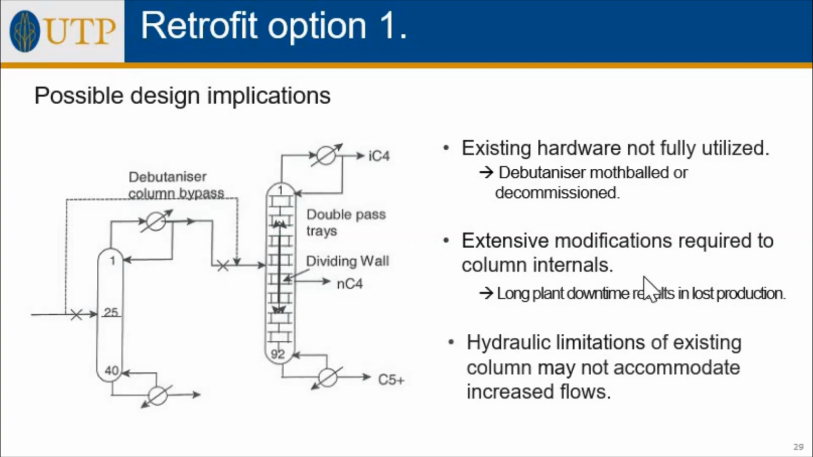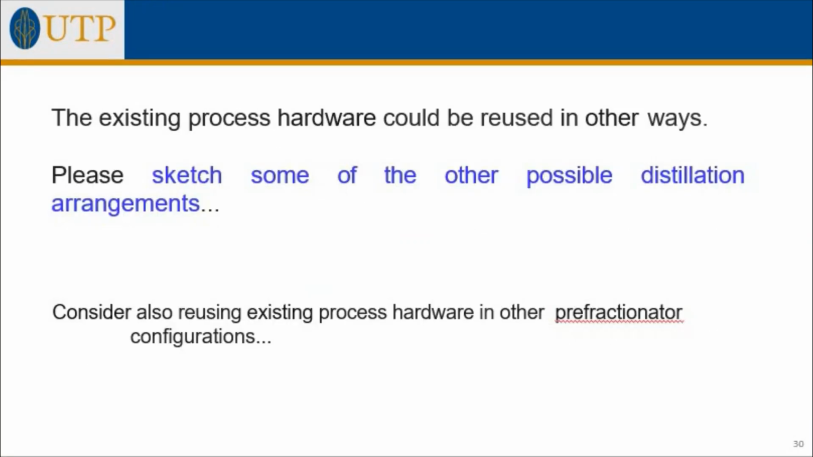Extensive modifications required to the column internal, and long planned downtime result in loss of production. Also, hydraulic limitations of the existing column may not accommodate increased flow. Therefore, the existing process hardware could be reused in other ways. Please sketch some of the other possible distillation arrangements. Consider also reusing existing process hardware in other prefractionator configurations.